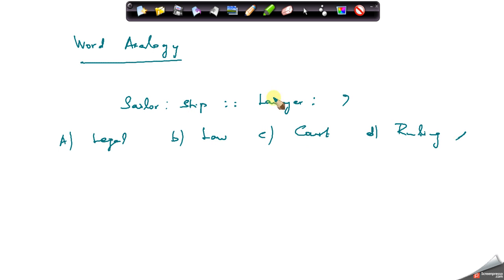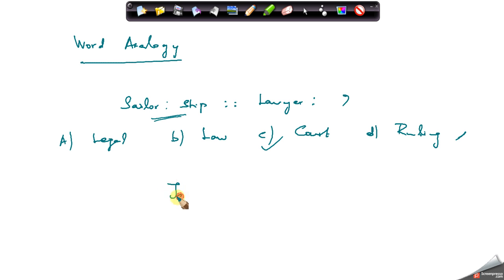Otherwise, it will be difficult for you to answer this one. The sailor works at the ship in this case. If you see sailors only, usually they work in the ship. Lawyer, they will work in the court. Therefore, choice C is the right answer in this case. We can have one more example here, so that you can get the understanding.